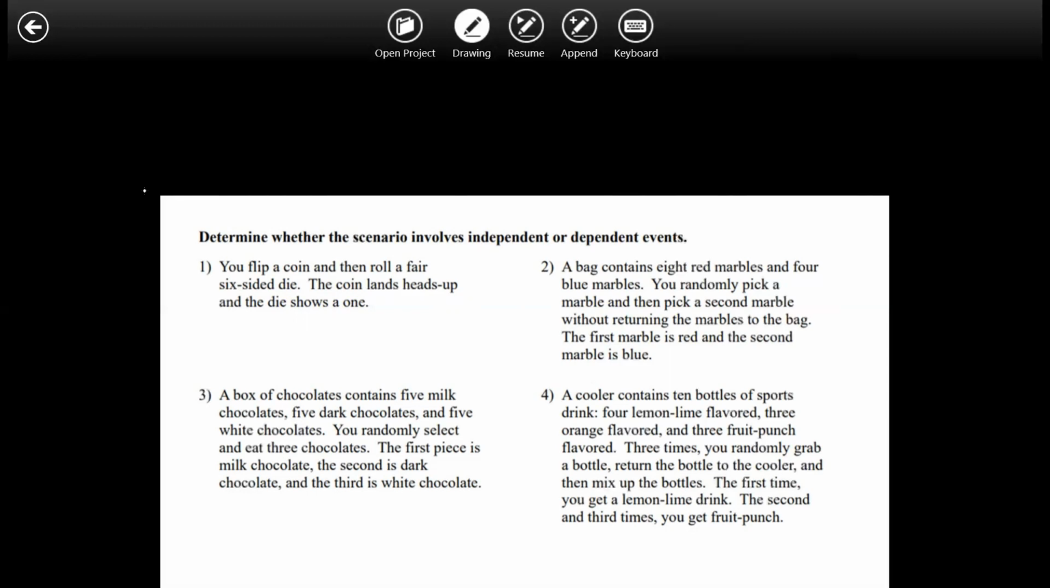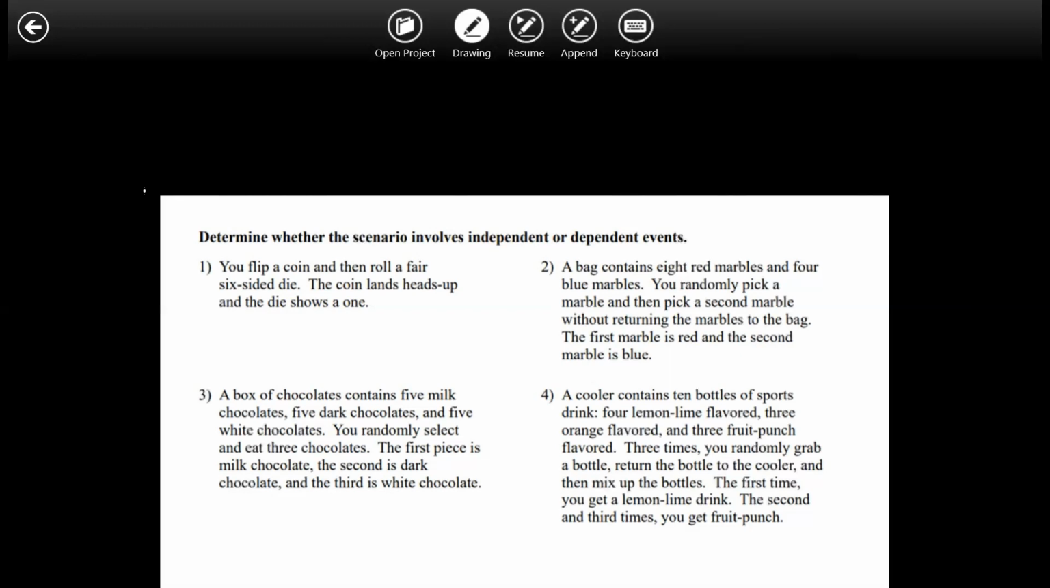Number 2: a bag contains red marbles and 4 blue. You randomly pick up a marble, and then pick up a second marble without returning it to the bag. Are those independent or dependent events? They're dependent, because the fact that we pull one marble out affects all the other marbles in there. Now we have one less, so there's a different chance of getting the other, because we're not replacing it.